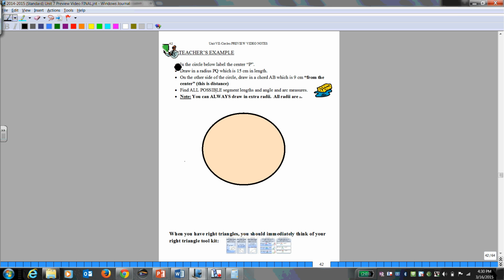Okay, I'm going to read these bullets. I want you to try to draw them. Do this in pencil, so that I'm going to do this with you after the fact. It says in the circle below, label the center P. So let's start with P. Draw in a radius P to Q, which is 5 centimeters in length. Excuse me, 15 centimeters in length.